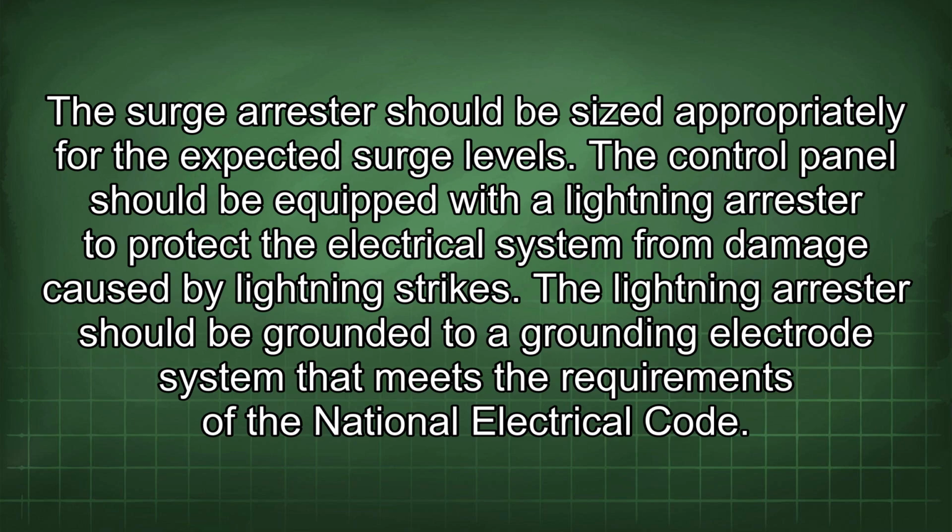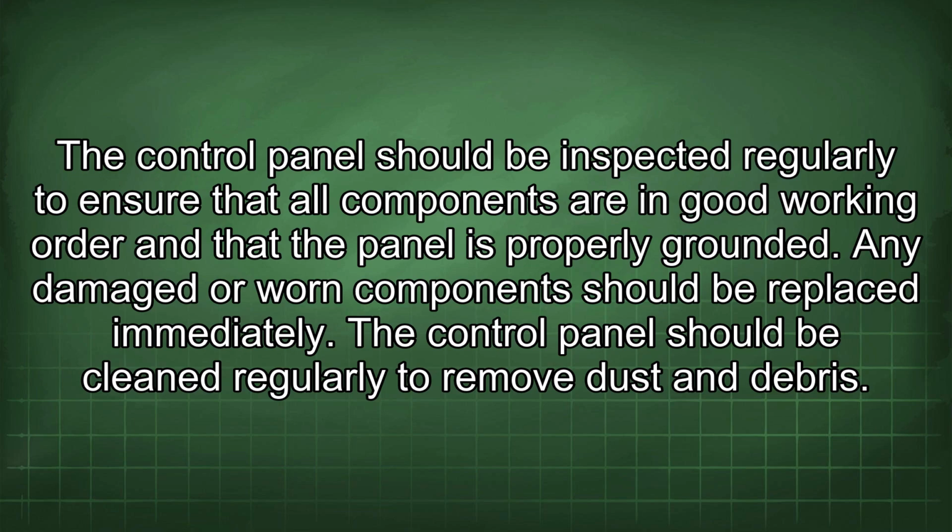The control panel should be equipped with a lightning arrestor to protect the electrical system from damage caused by lightning strikes. The lightning arrestor should be grounded to a grounding electrode system that meets the requirements of the National Electrical Code. The control panel should be inspected regularly to ensure that all components are in good working order and that the panel is properly grounded. Any damaged or worn component should be replaced immediately.